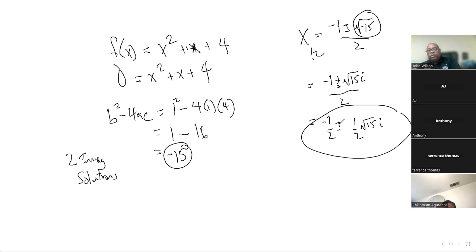Again, it's 2 solutions. Got a little internet instability for a minute. Should be back now. It's minus 1/2 plus or minus 1/2 square root of 15. Minus 1/2 plus 1/2 square root of 15, and minus 1/2 minus 1/2 square root of 15.